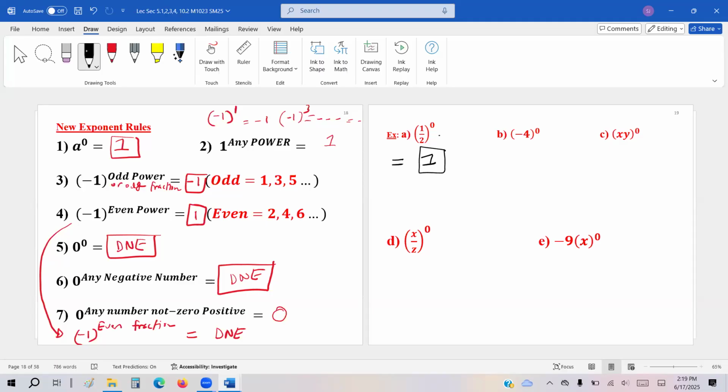Okay, who would like to try B? Eliza. -4 to the power 0 is still 1. Anything to the power 0 is 1 as long as it's not 0. How about C? Who would like to try C? Still 1. It doesn't matter what is our base, as long as our power is 0, the answer is 1. And if the base is not 0.